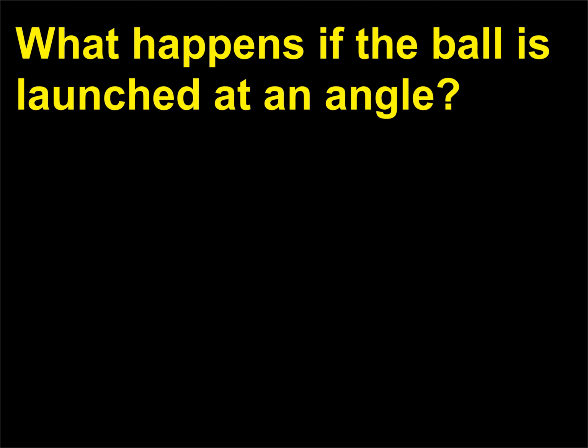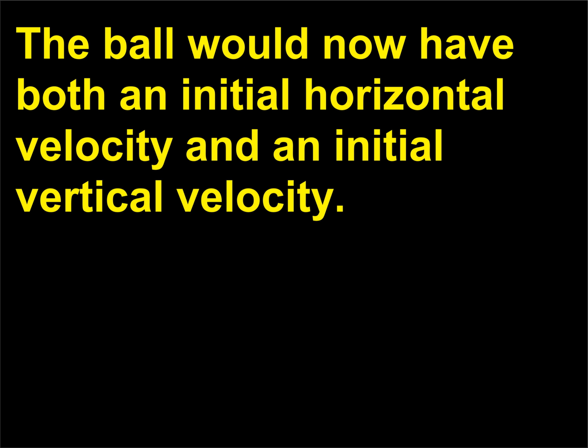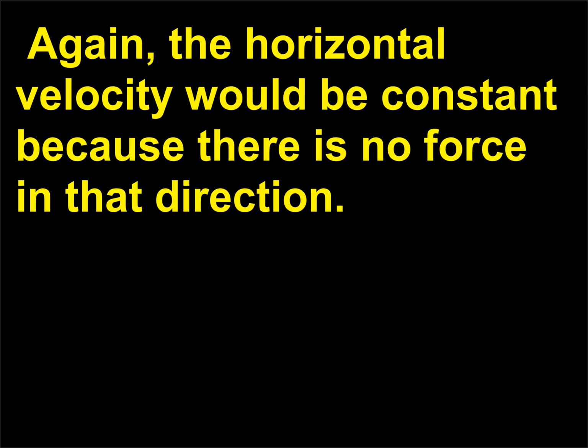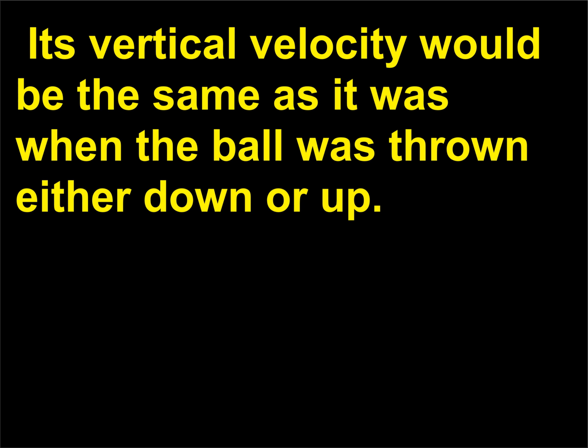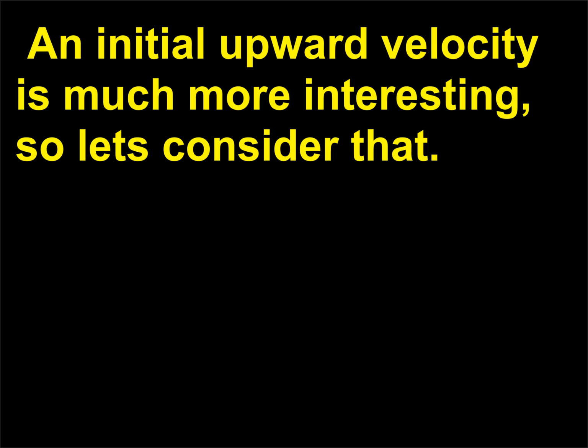What happens if the ball is launched at an angle? The ball would now have both an initial horizontal velocity and an initial vertical velocity. Again, the horizontal velocity would be constant because there is no force in that direction. Its vertical velocity would be the same as it was when the ball was thrown either down or up. An initial upward velocity is much more interesting, so let's consider that.